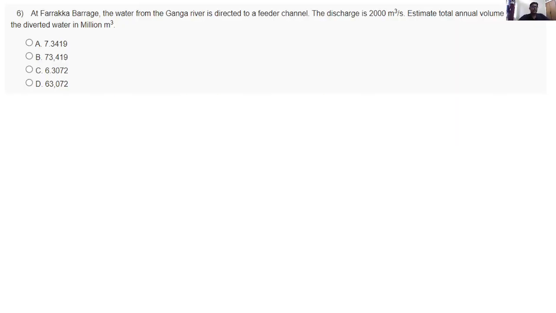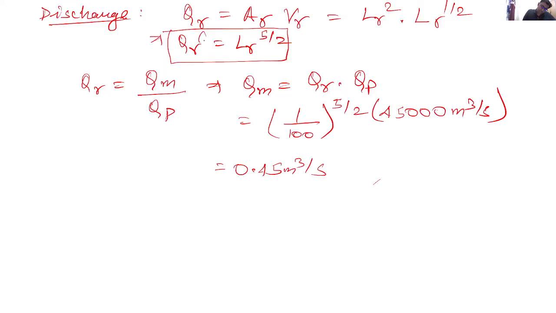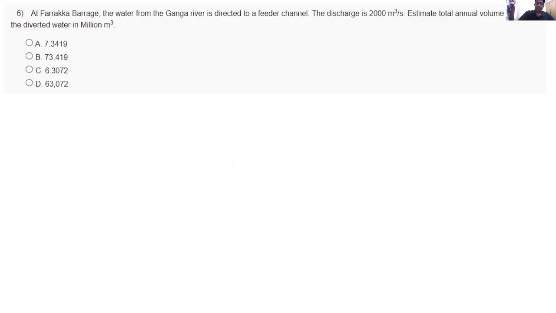Now moving into the next question. At Farakka Barrage, the water from the Ganga river is directed to a feeder channel. The discharge is 2000 meter cube per second. Estimate the total annual volume of the diverted water in million meter cube. So Q is given as 2000 meter cube per second.